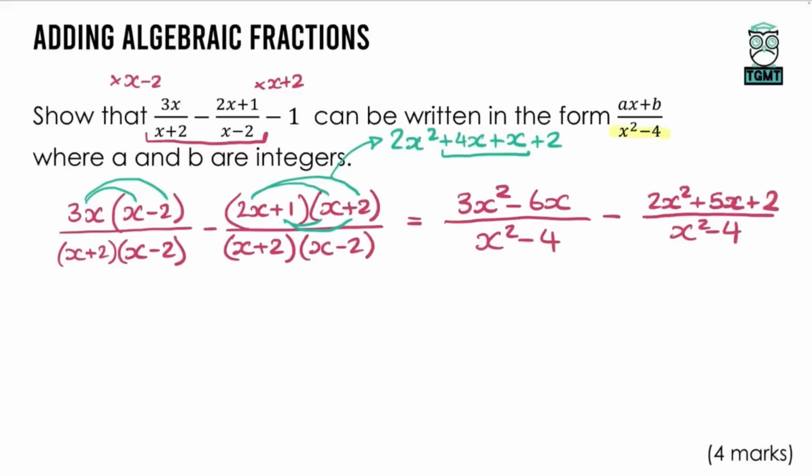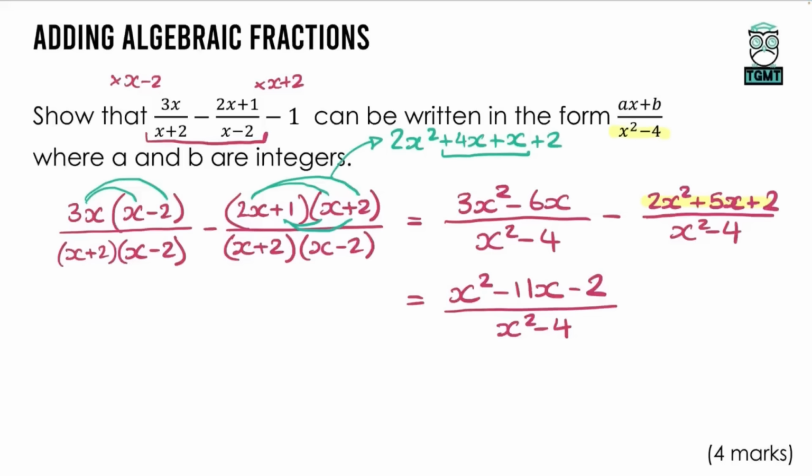Now we do have to subtract these fractions, so I need to be really careful, because when I subtract, I'm going to be taking away the 2x squared. I'm going to be subtracting the positive 5x. I'm going to be subtracting the 2. Looking at this numerator up here and being really careful with that, we have 3x squared on the numerator, take away 2x squared. That leaves us with x squared. We have negative 6x, take away 5x, that's minus 11x. And then we have nothing, take away 2, so minus 2. And that's all over x squared minus 4. So that is the first two fractions combined.